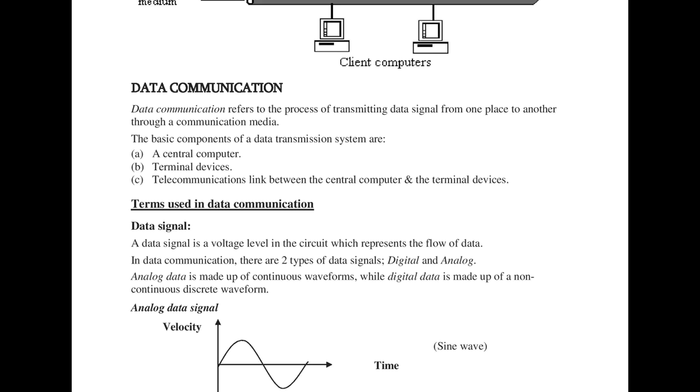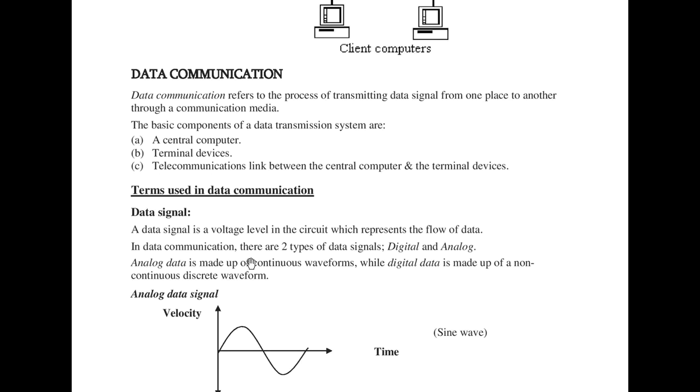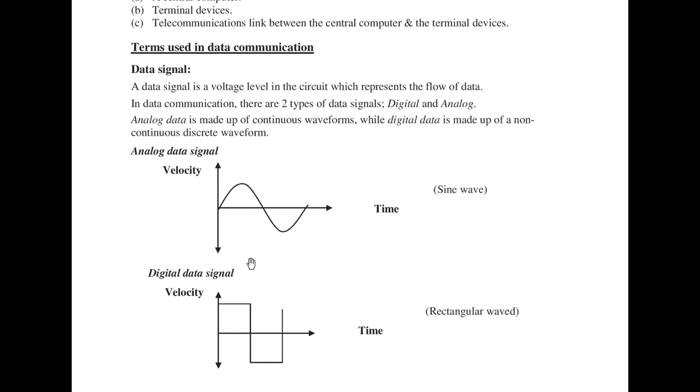Then we have terminal devices. This can be computers, printers, etc. Then we have the communication link between the central computer and the terminal. For this case, we can refer to a cable or wireless media. Then we have terminologies, terms used in data communication.